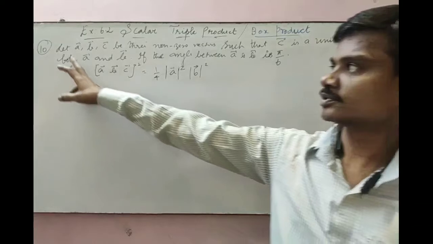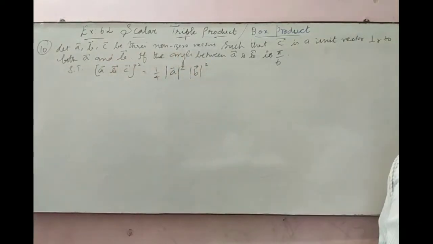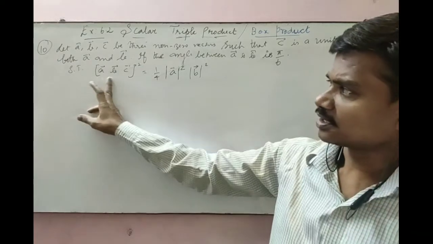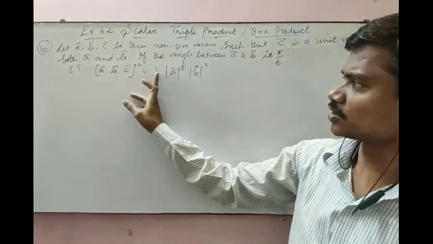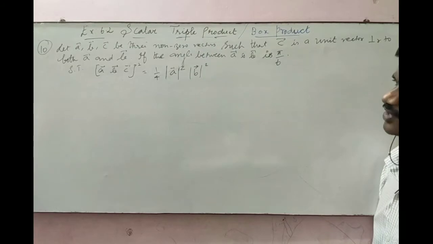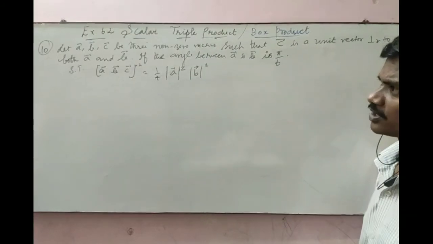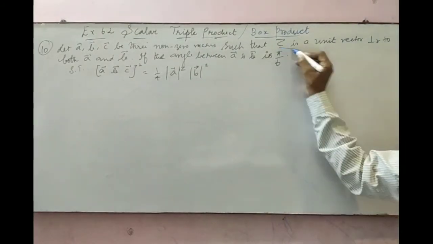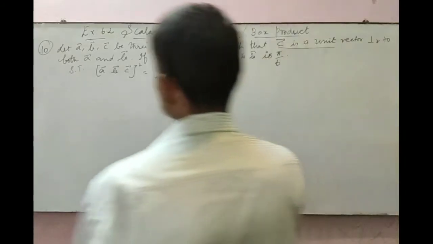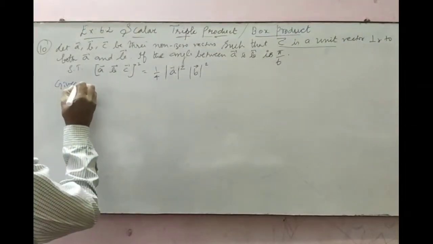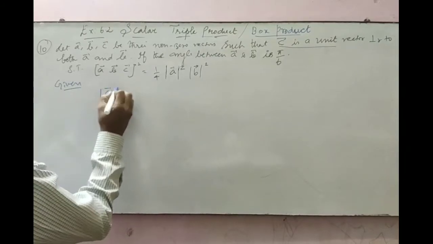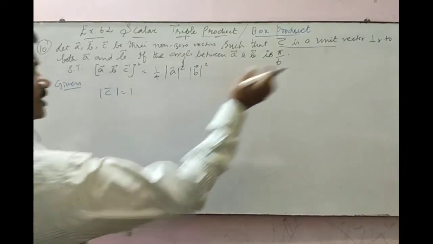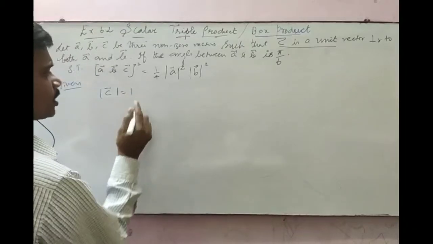The last sum, 10th sum: let a, b, c be three non-zero vectors such that c vector is a unit vector perpendicular to both a and b. If the angle between a and b is pi by 6, you have to show that the box product of abc whole square equals 1 by 4 times modulus of a square into modulus of b square. Look at the given condition. C vector is a unit vector. Unit vector means the modulus of the vector is 1.